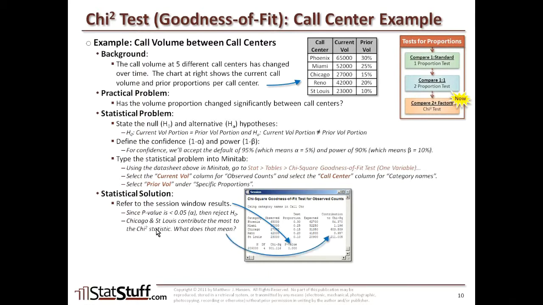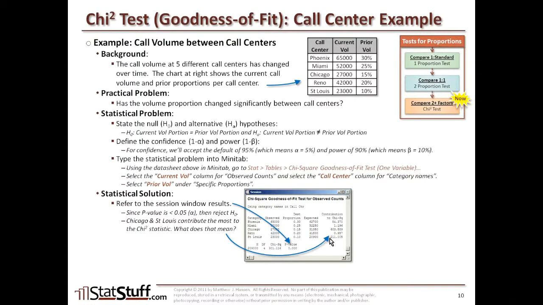In here, what we're also going to further look into is that Chicago and St. Louis seem to contribute the most to the Chi² statistic. So what does that mean? Well, if we look at these values, the total Chi² test statistic comes back as 901. So we look at each of these different categories to see which one is making the biggest contribution. Chicago has the largest contribution to the 901. About 2/3 of that is represented by Chicago, and there's another large portion represented by St. Louis.